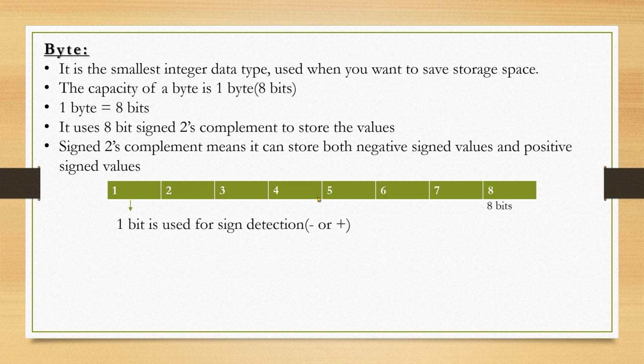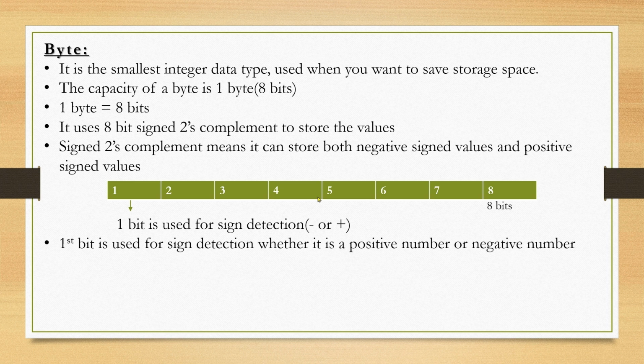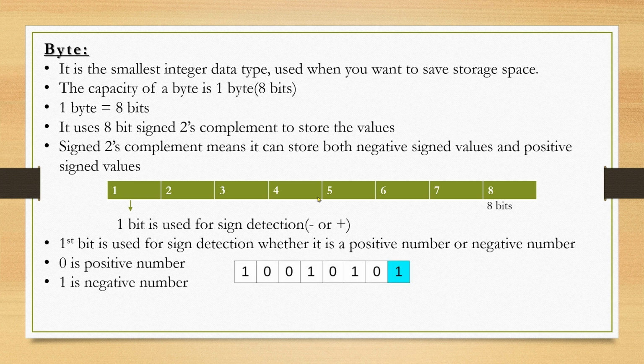In 8 bits, 1 bit is used for sign detection, minus or plus, and the remaining 7 bits are used to store values. The first bit is used for sign detection, whether it is a positive number or a negative number. 0 is a positive number. 1 is a negative number. Here we can see an example of 8-bit binary representation in this box. Here the first bit is 1, so it is a negative number.